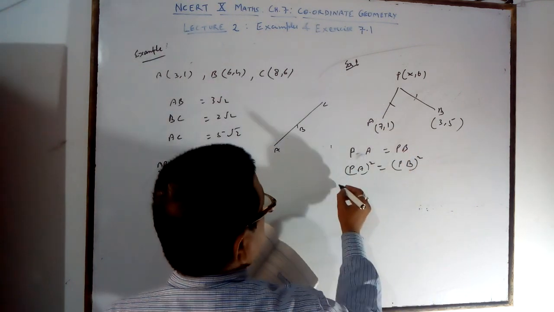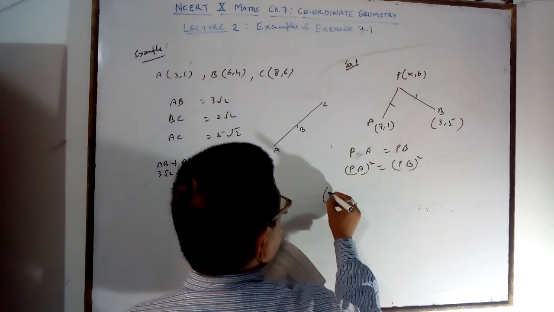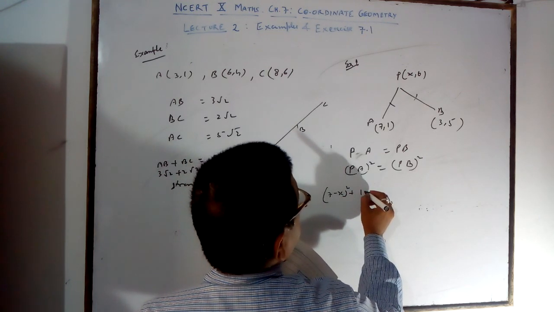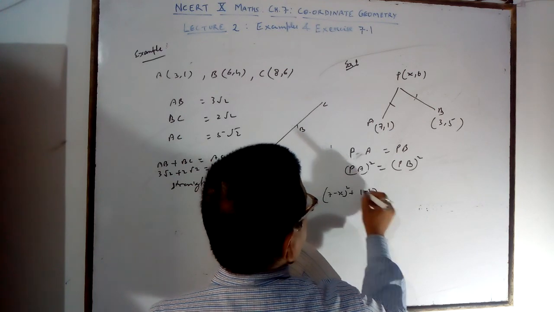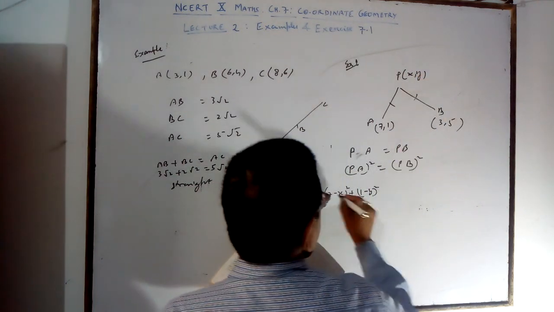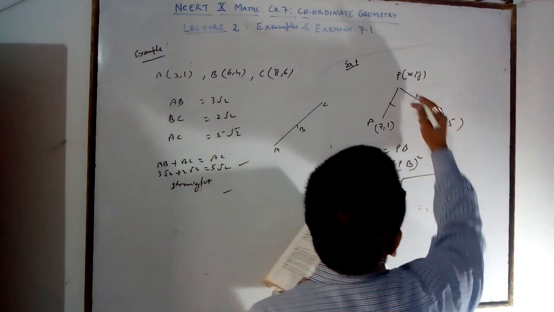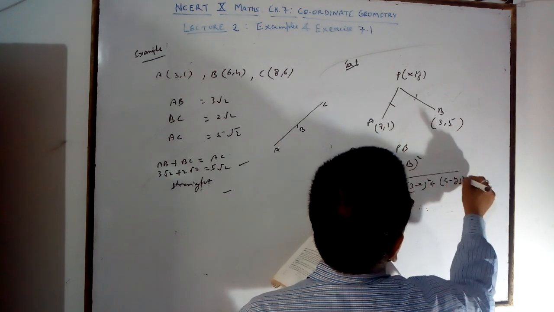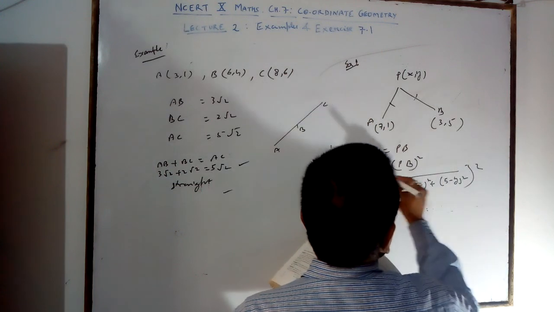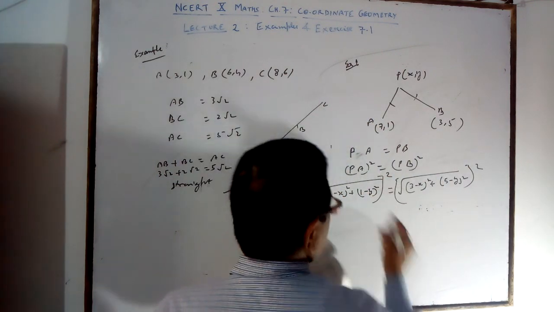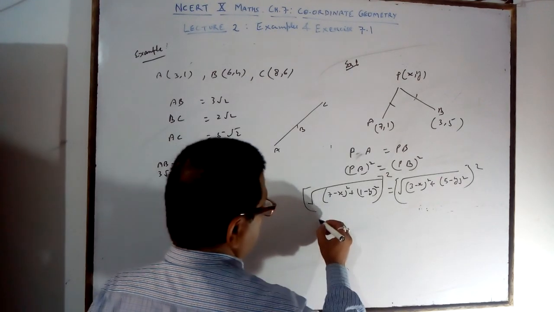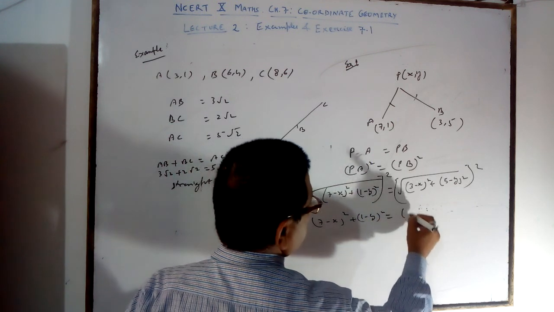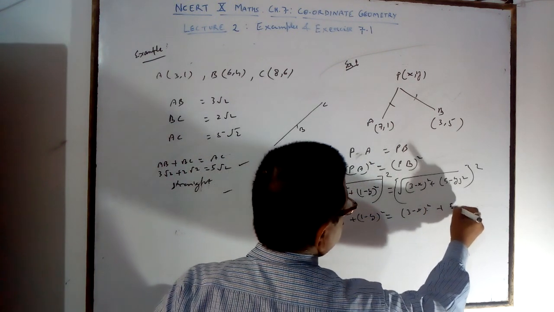What is PA squared? You can write (7 minus x) squared plus (1 minus y) squared, under root, is equal to PB, (3 minus x) squared plus (5 minus y) squared, under root. It is given that PA equals PB, and squaring removes the root. So you will get (7 minus x) squared plus (1 minus y) squared is equal to (3 minus x) squared plus (5 minus y) squared.